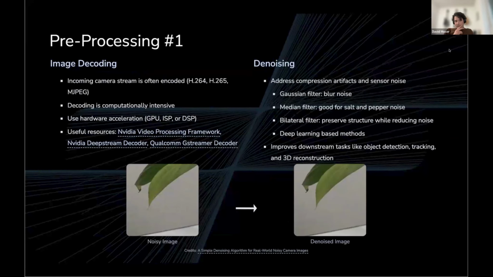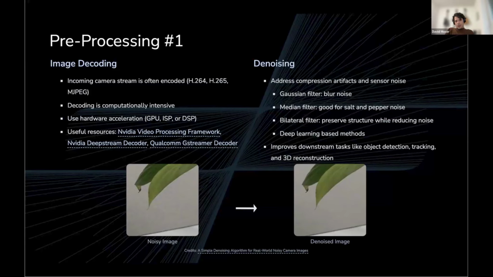All right, pre-processing. Well, the first thing you have to do is decode the stream coming from the camera. I think the most important thing to say here is that nowadays edge platforms all have some kind of hardware decoder part. Please use it, because otherwise it will eat up so much of your CPU. I also linked resources here, helping you to choose the right one.